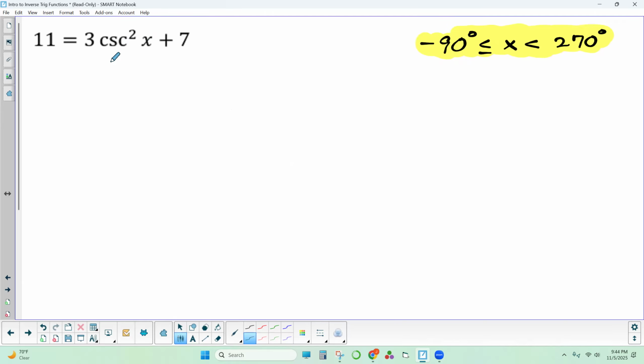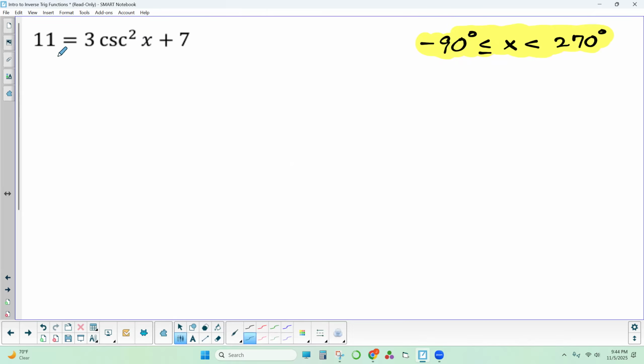Another strategy here, if you ever get confused with these, you can always replace your trig function with simply an x. So if I call cosecant x, then this is my equation. And that might help you put things in perspective. Now I can see this looks like a familiar algebra function, and it might help you figure out what to do. I need to subtract 7, divide by 3, and take the square root of both sides. Okay, so that's what we're going to do.